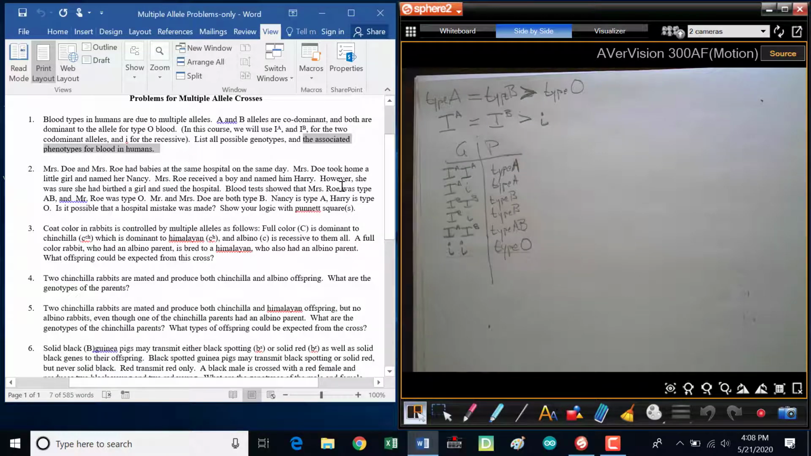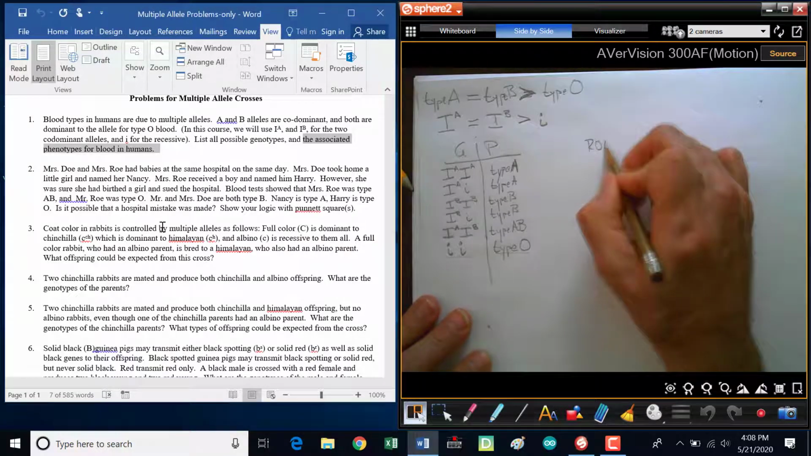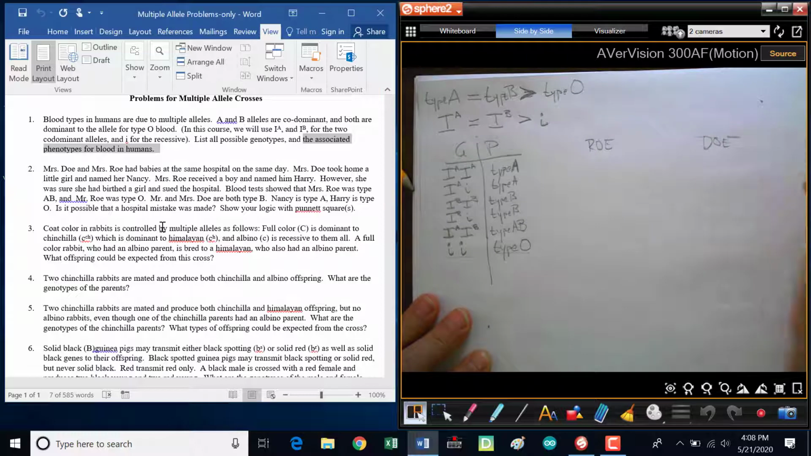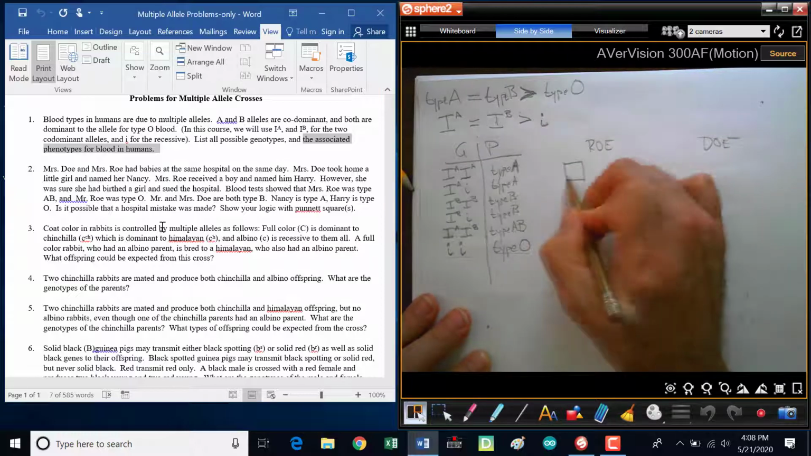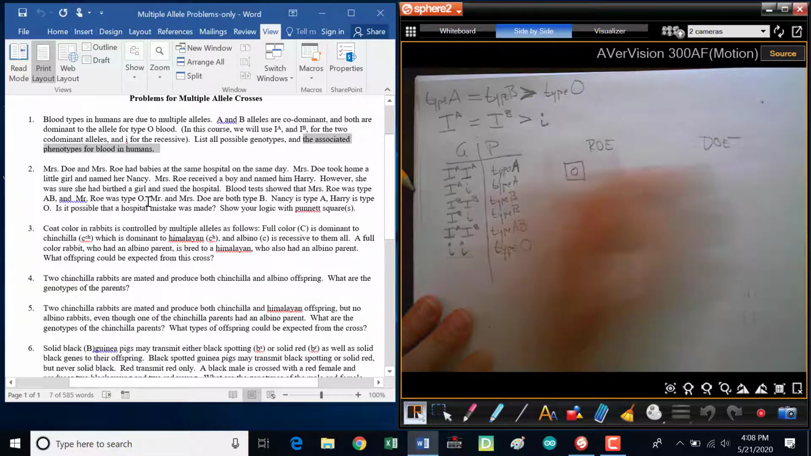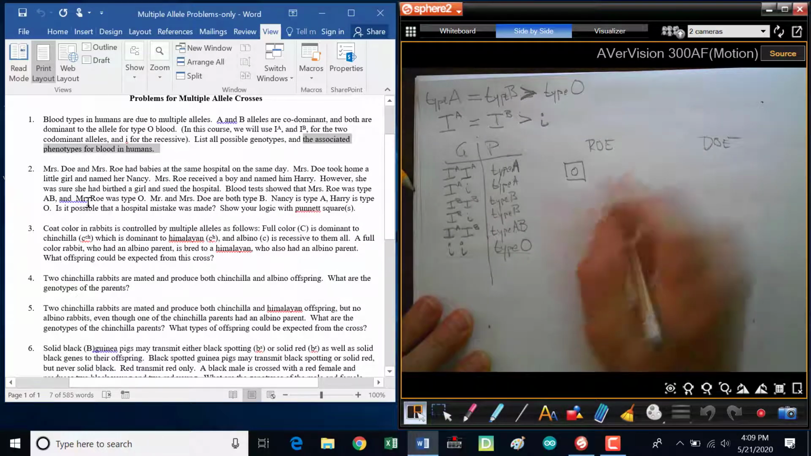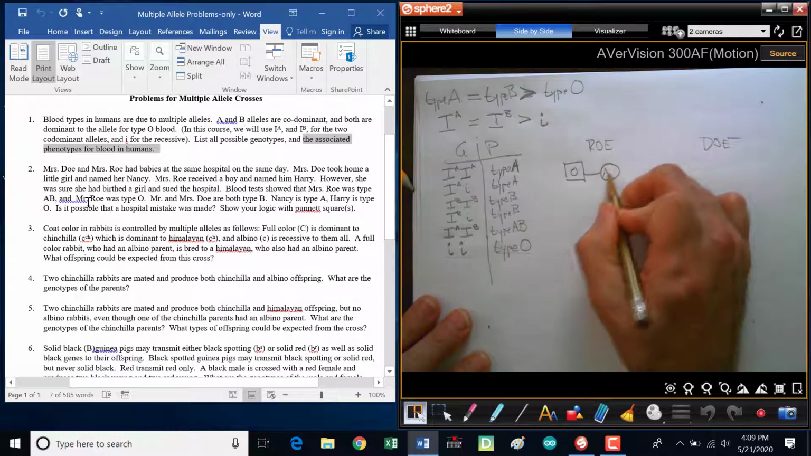Blood tests show that Mrs. Rowe was type AB and her husband was type O. Mr. and Mrs. Doe are both type B. Baby Nancy, the girl, is type A. Harry is type O. So let's briefly put together some pedigrees. Let's do the Rowe family and the Doe family. Now, Mr. Rowe is type O. Mr. Rowe, type O. That rhymes. Mrs. Rowe is type AB. So she is an AB.